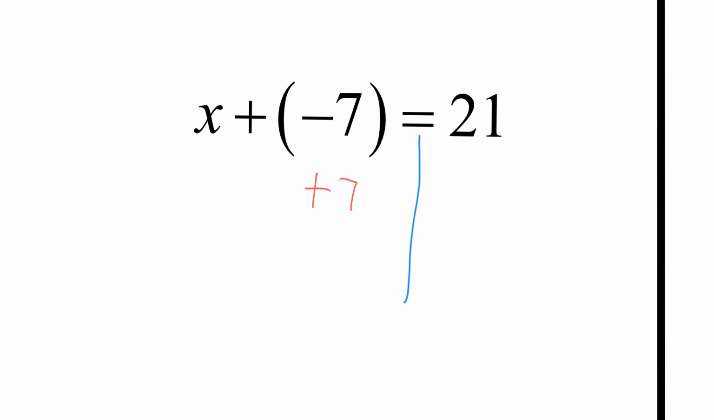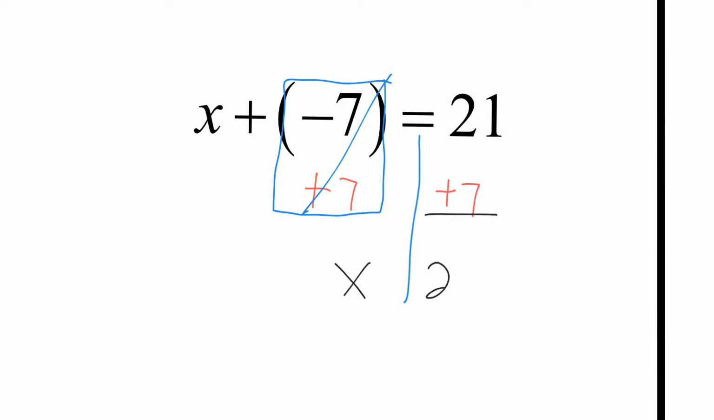So you add 7, and on the other side, you add a 7. These two numbers, negative 7 plus 7, cancel. You bring down the x, and on the other side, 21 plus 7 is 28. So my answer will be x equals 28.